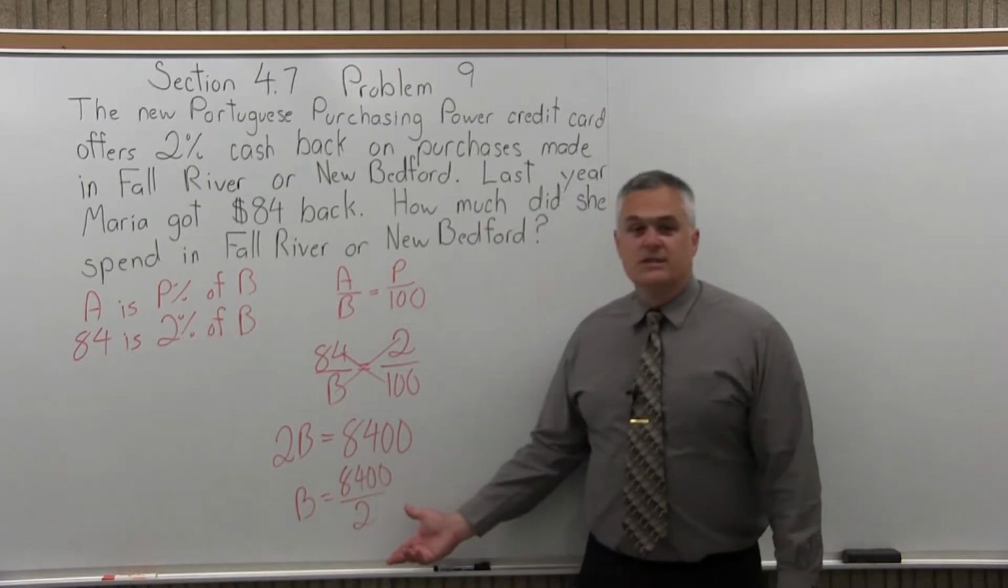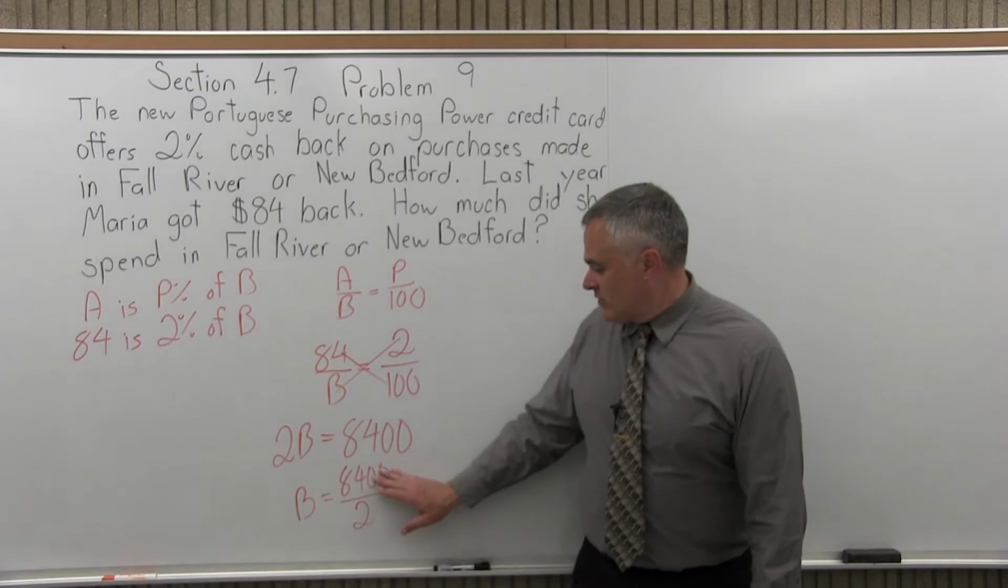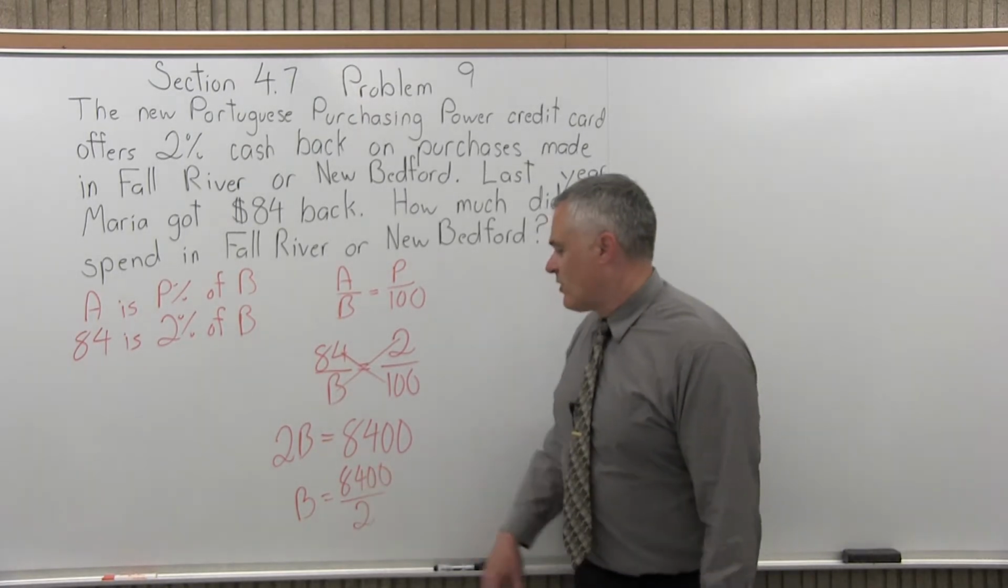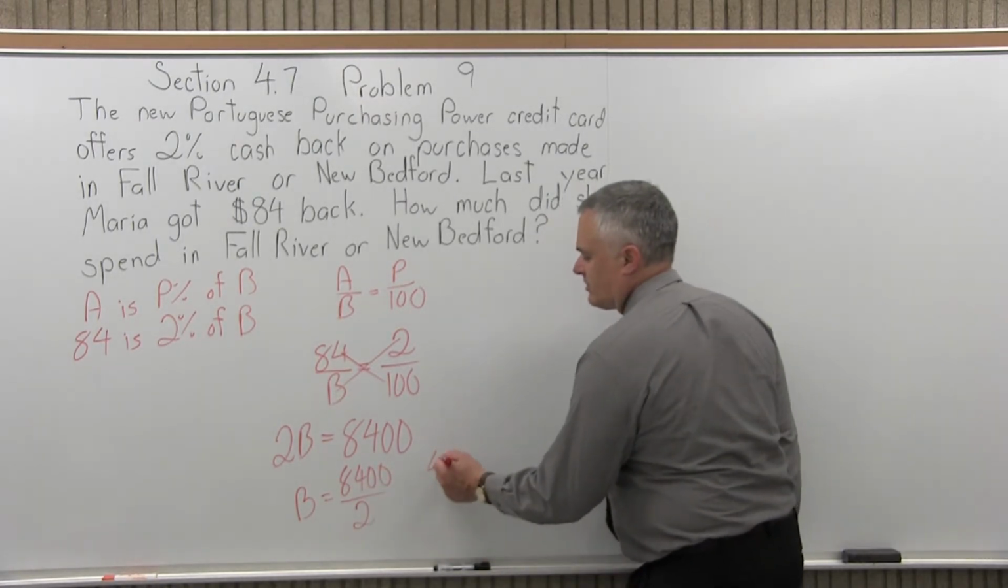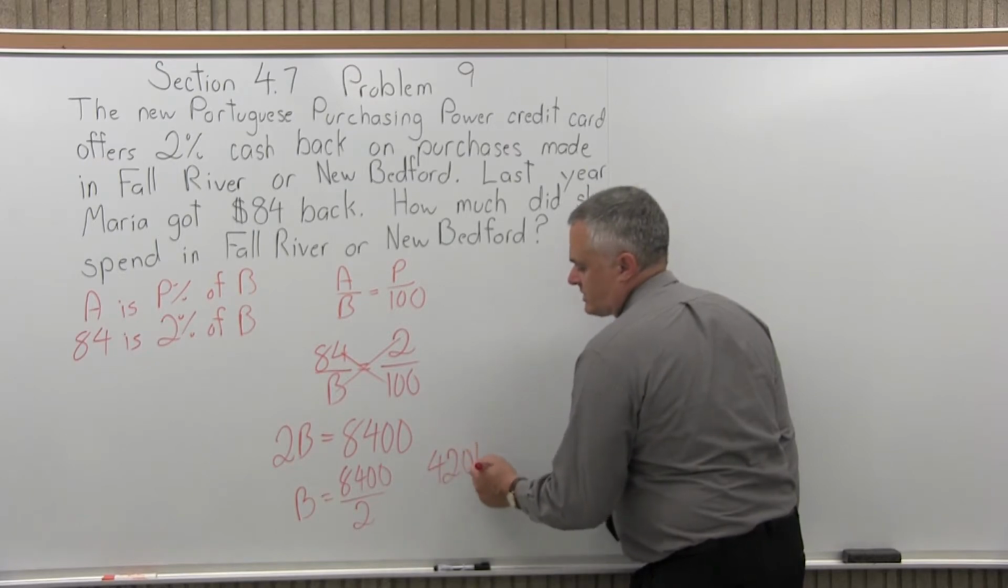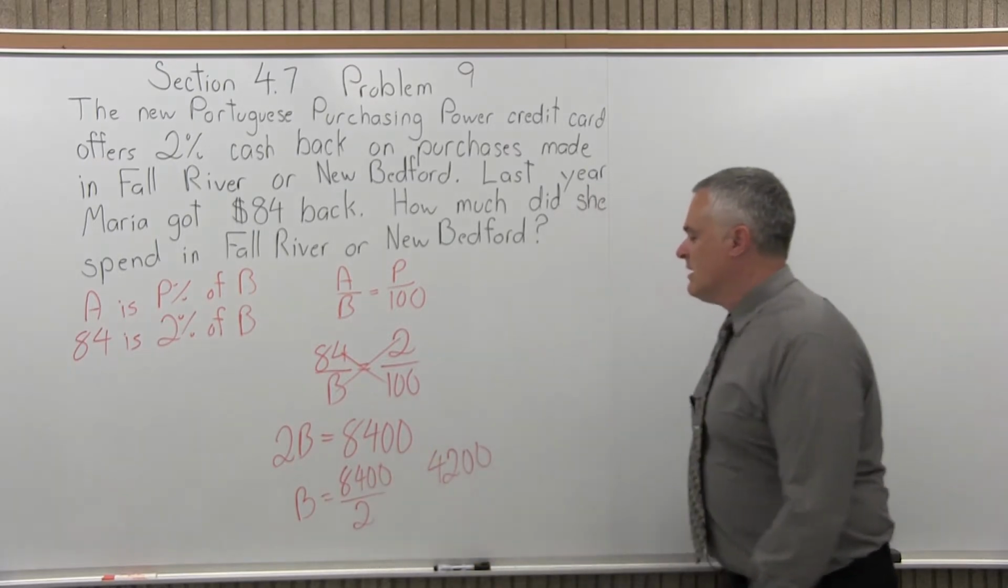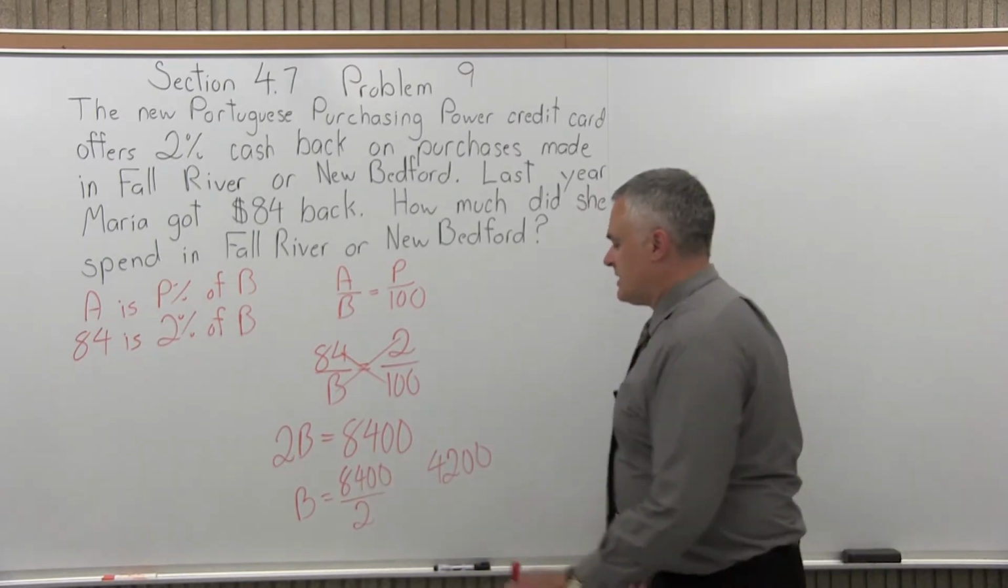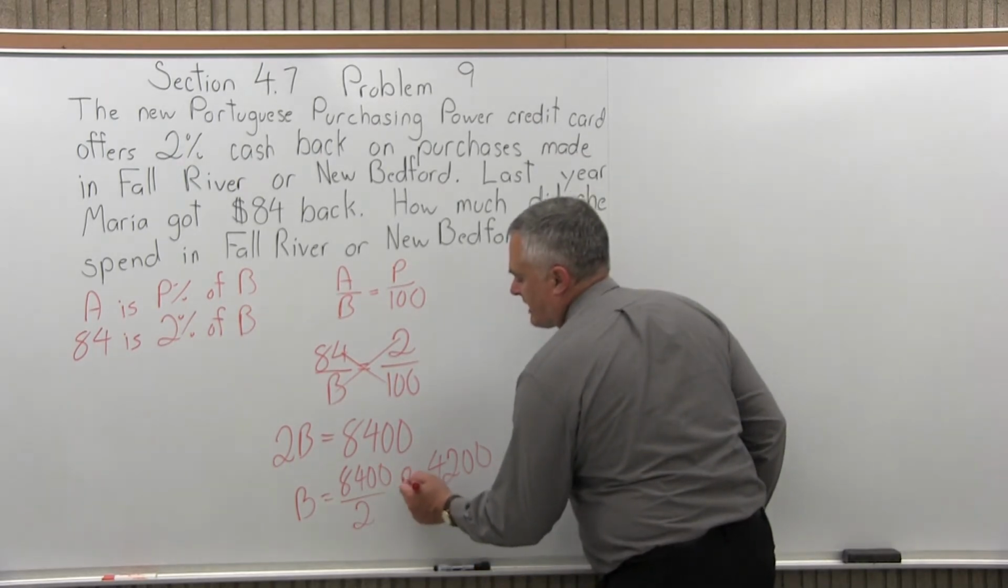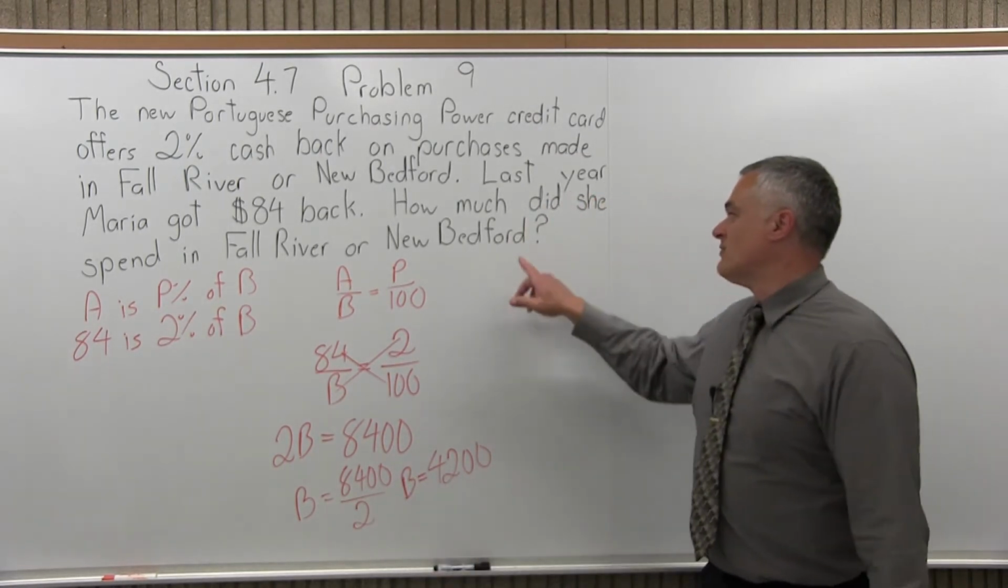Now, I find this easy enough to just do it. I ignore the zeros for a minute, and I have 84 over 2. Half of 84 is 42. And then with the 2 zeros that I was pretending I couldn't see, I have 4,200. So that's B. That would be Maria's total expense on that card, or total purchases in Fall River or New Bedford for the year.